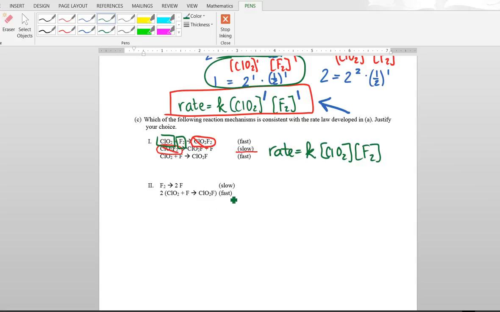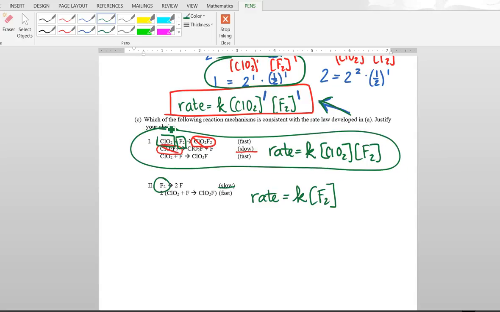If the second was my reaction mechanism, I'd say, okay, my first step here is the slow step, and the slow step involves one molecule of F2. So the rate law for this scenario would be rate equals k times F2. Which of these fits this rate law that I just wrote? It looks like this mechanism is the one that fits, because we determined in part A that ClO2 is first order and F2 is first order. So that means this is the correct mechanism.